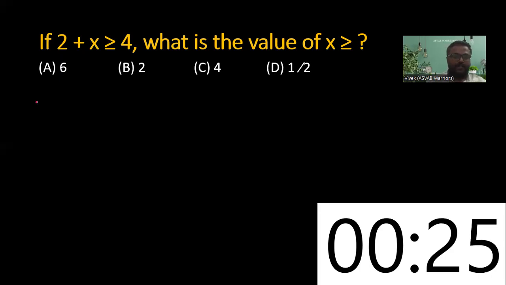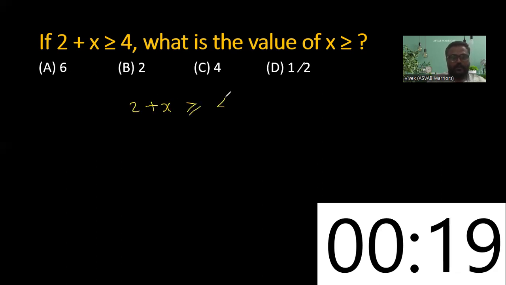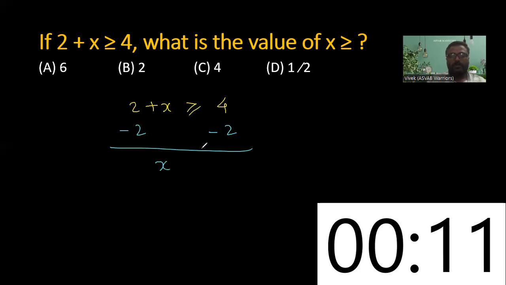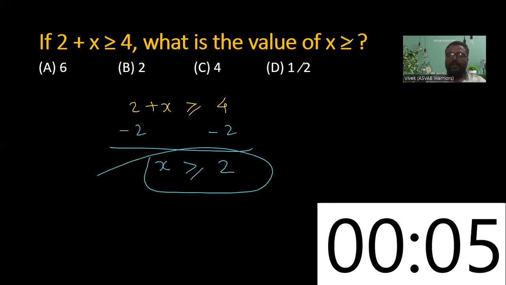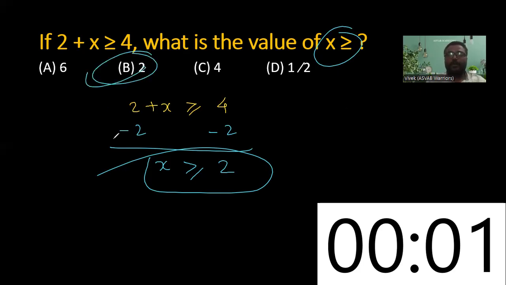You're right. So here, 2 plus x is greater than or equal to 4. The first thing that we are going to do, subtract 2 from both the sides. 2 minus 2 is 0, x is remaining, x is greater than or equal to 4 minus 2, which is 2. That's your answer. So they were asking x is greater than or equal to 2. So option B is correct. Let's move on.